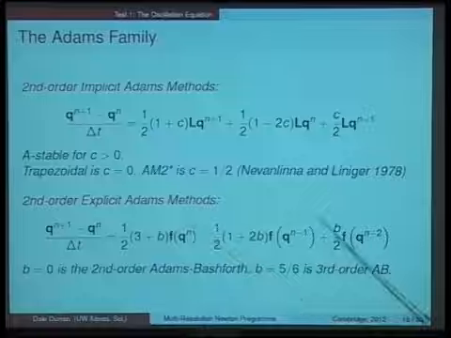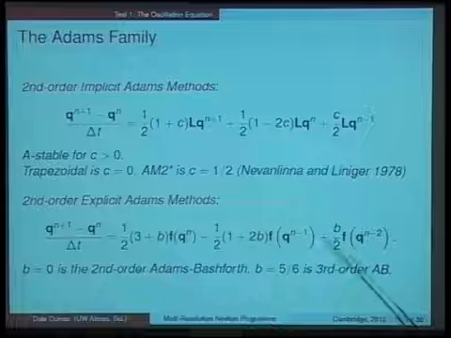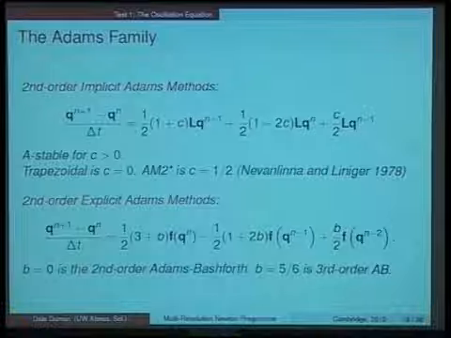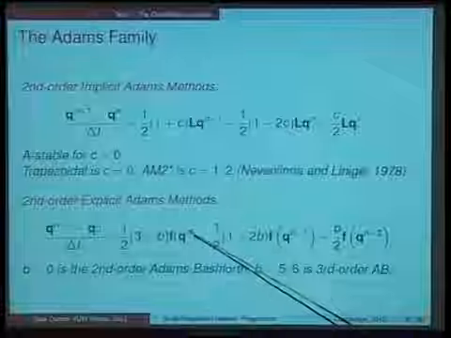And then the second order explicit Adams methods can be written in this form. b equals 0 gives you the second order Adams-Bashforth, which gets rid of this last term. b equals 5/6 is the third order Adams-Bashforth. So we have a family of methods, depending on our choice of c and b, that we could try to marry together to make Adams IMEX methods.